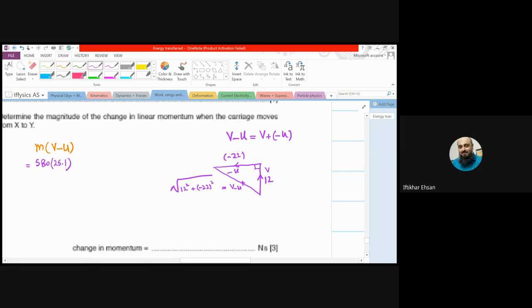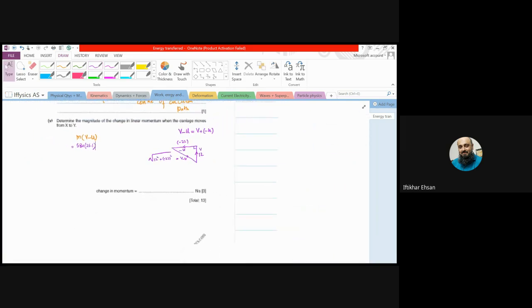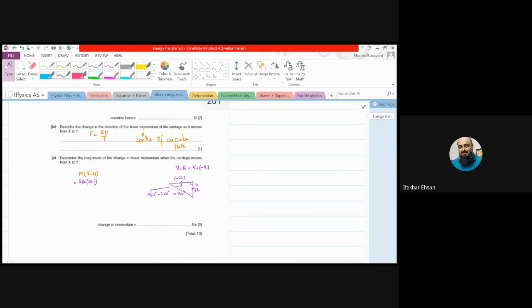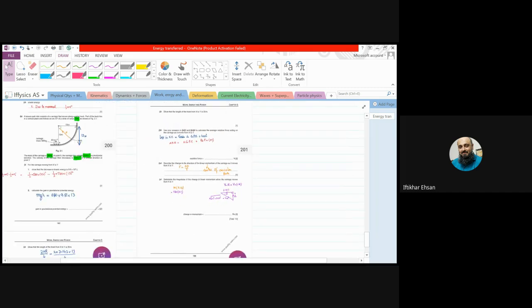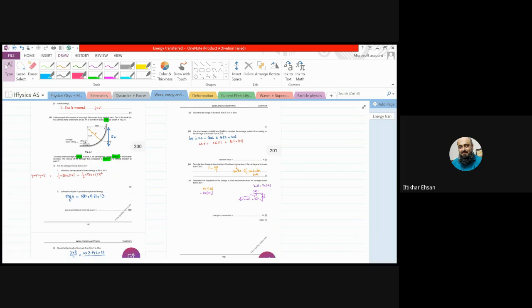So you multiply whatever you get as the answer. The unit is already written there, Newton second. So I hope this question is completed. Beta, can you have a look at it? Is there anything you would like to discuss? Is it all clear? Yes, sir, clear.